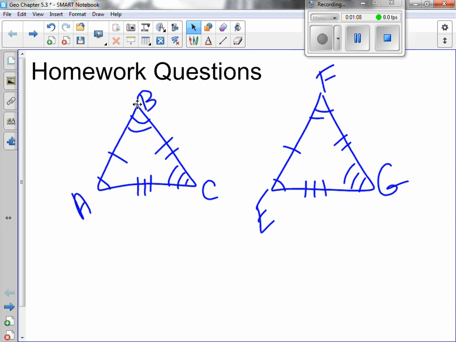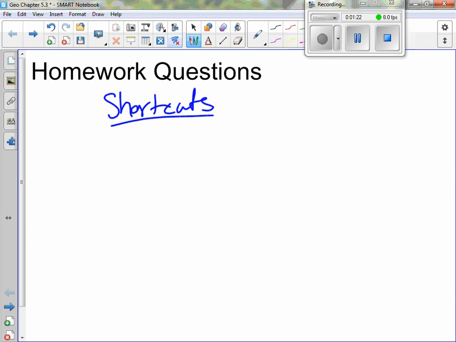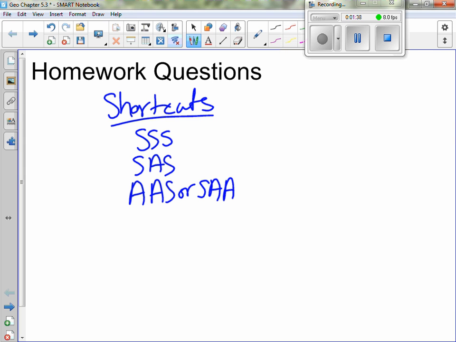But we don't need all this, and that's what's going to make these shortcuts nice. Congruency shortcuts are going to help us show that two triangles are congruent without knowing all three sets of sides and all three angles. Now, there's several of them. We have side, side, side. We have side, angle, side. We have angle, angle, side, or sometimes it's called side, angle, angle. It's just flipped. We also have angle, side, angle. And lastly, we have angle, angle, angle.